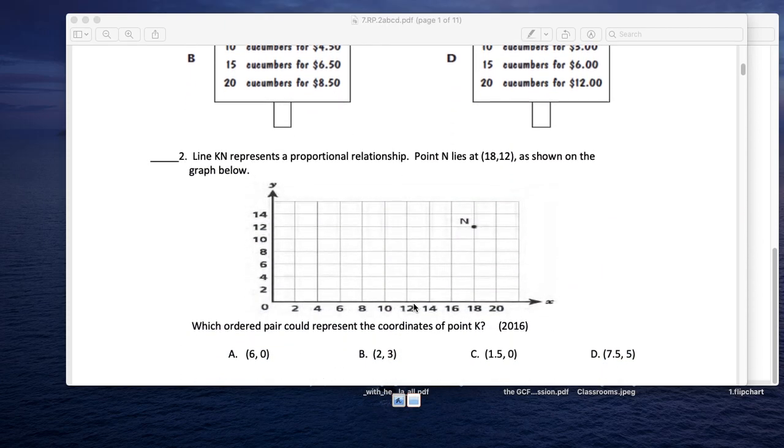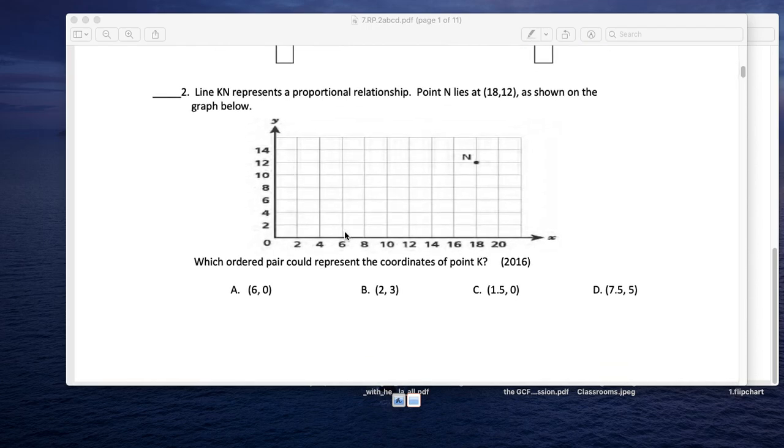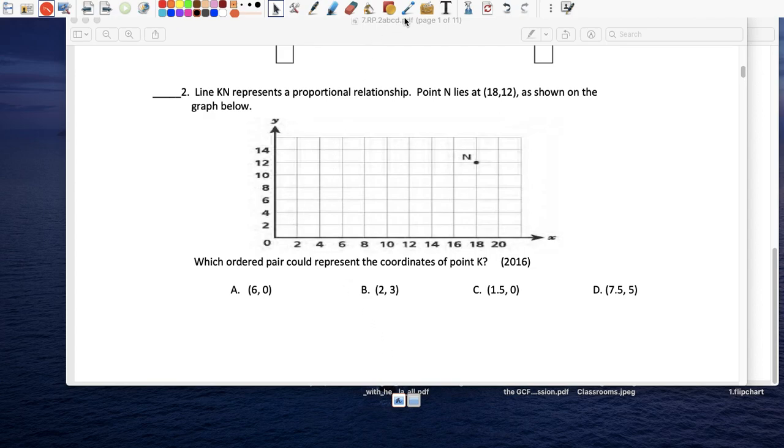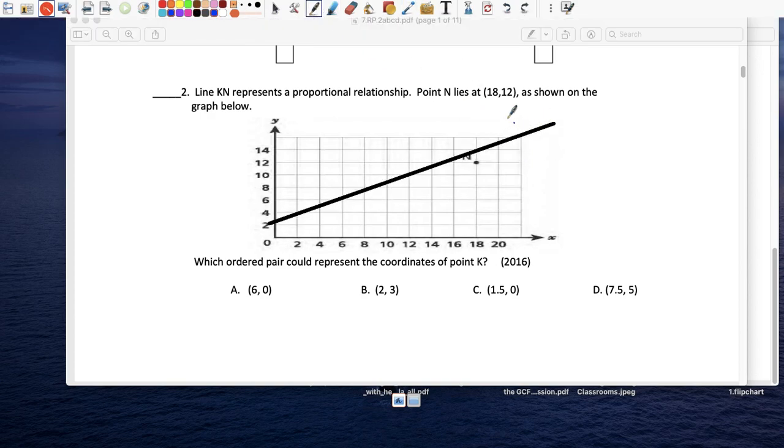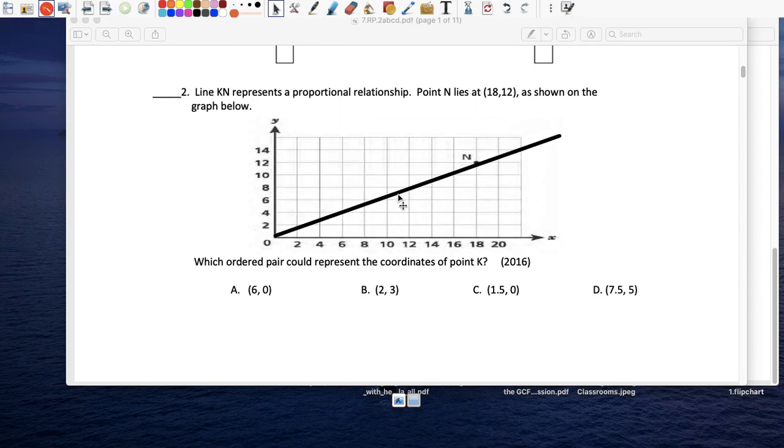A lot of these questions you've seen on an actual test, on our test. If it's proportional, we're going to have a straight line. So let me draw a straight line. If it's proportional, it goes through 0, 0, the origin. They're telling you that you have a point here, and this line is proportional. This point here is 18, 12. So which of the other points would be on the line if it's proportional?